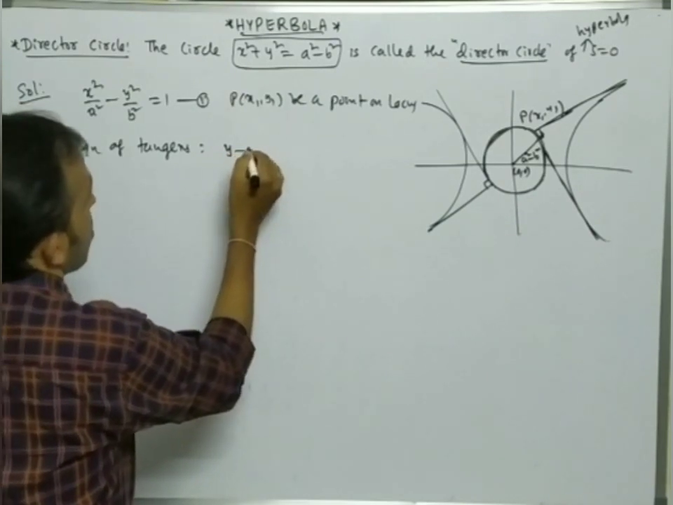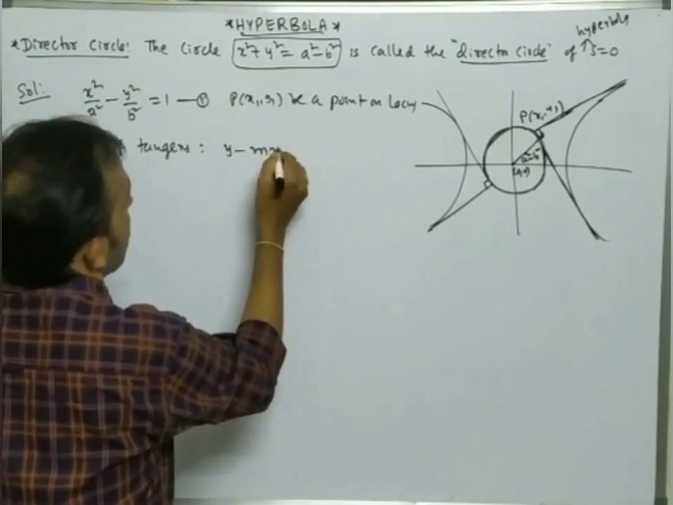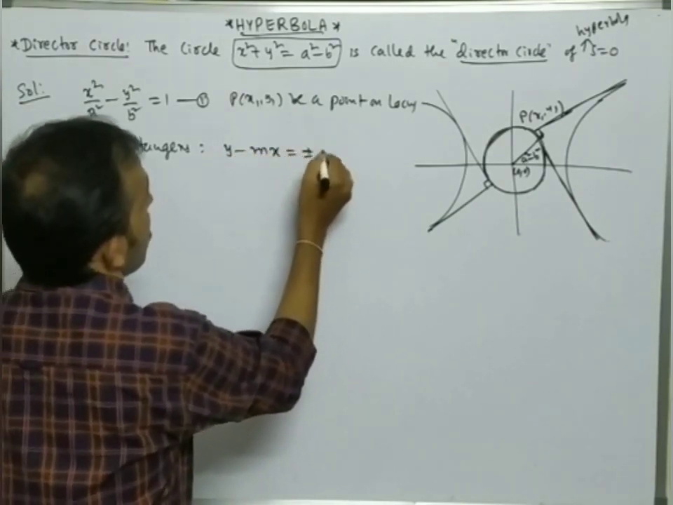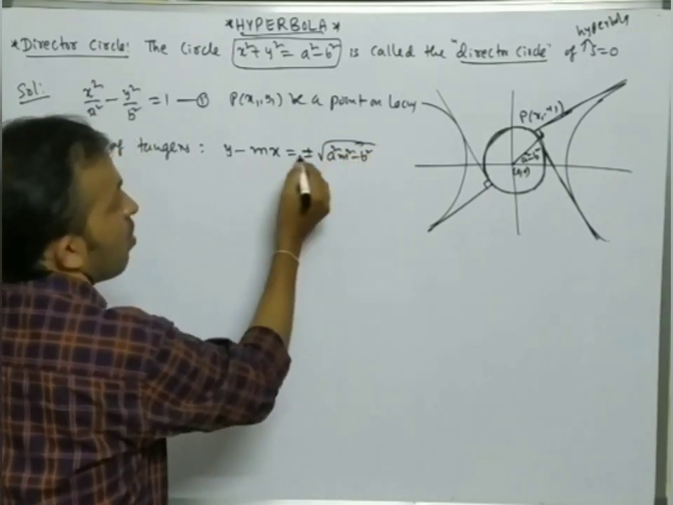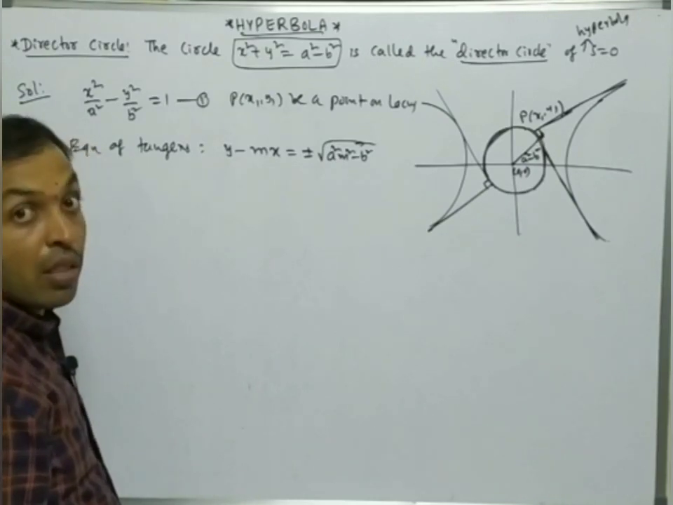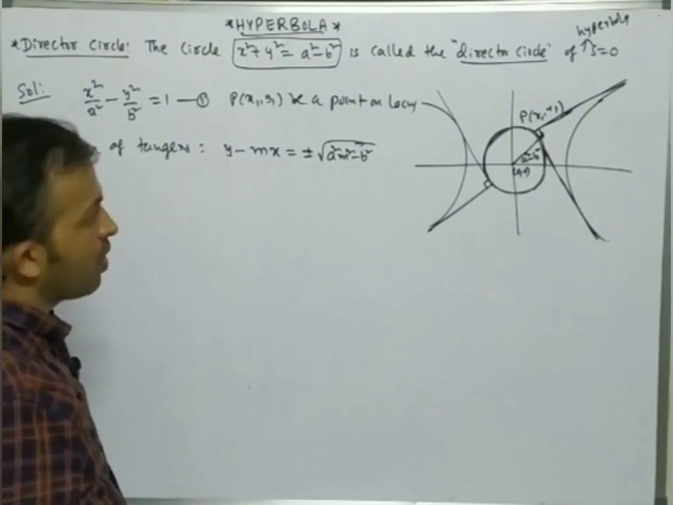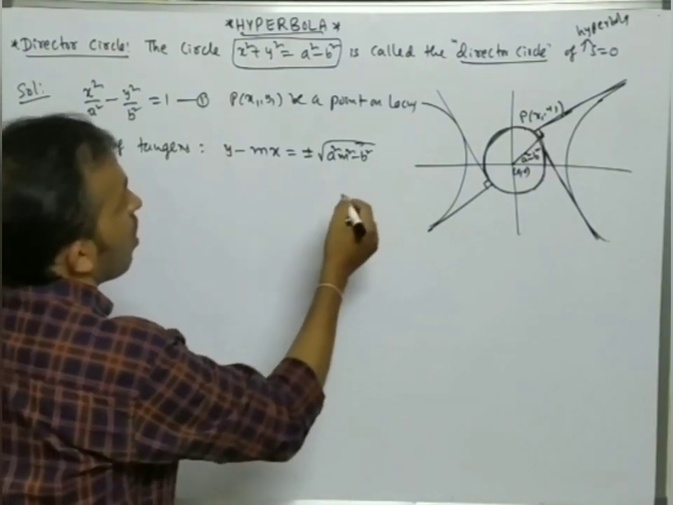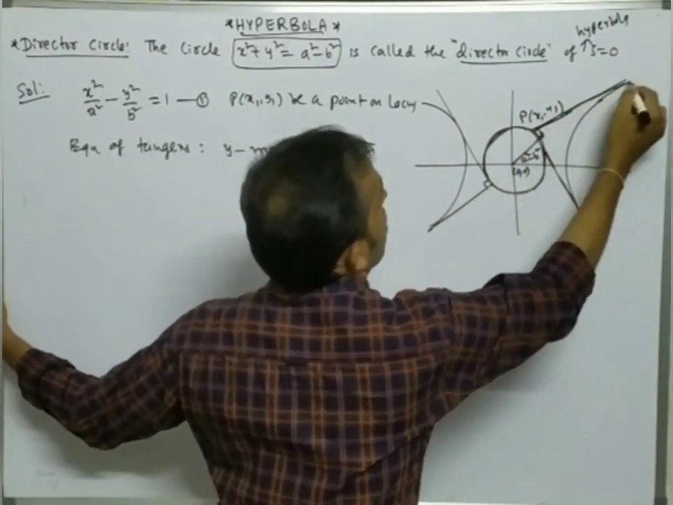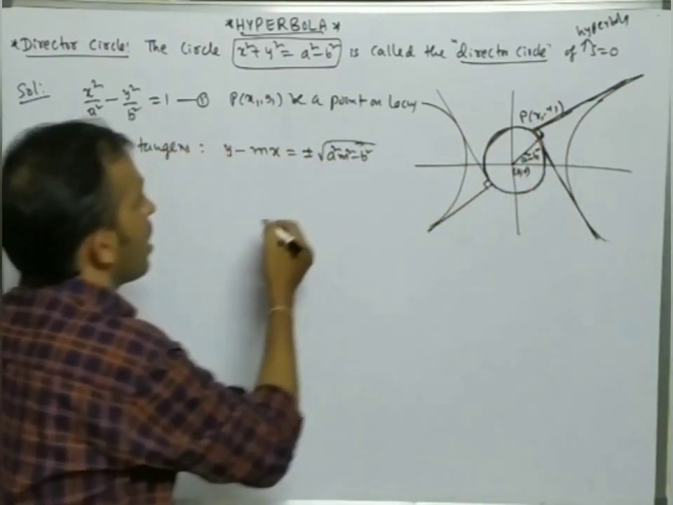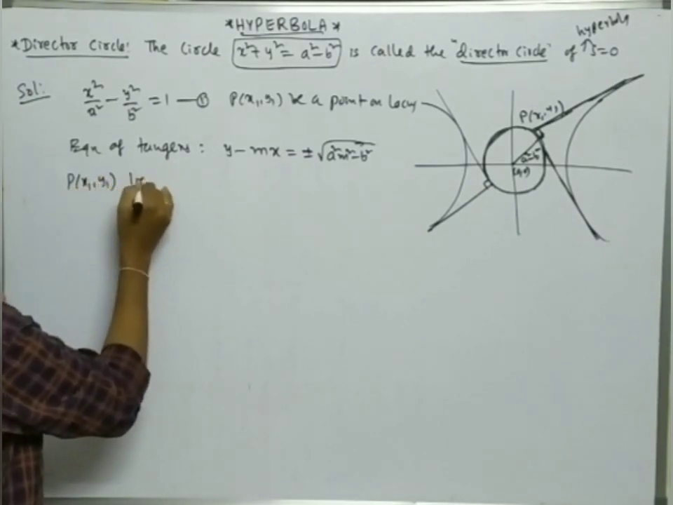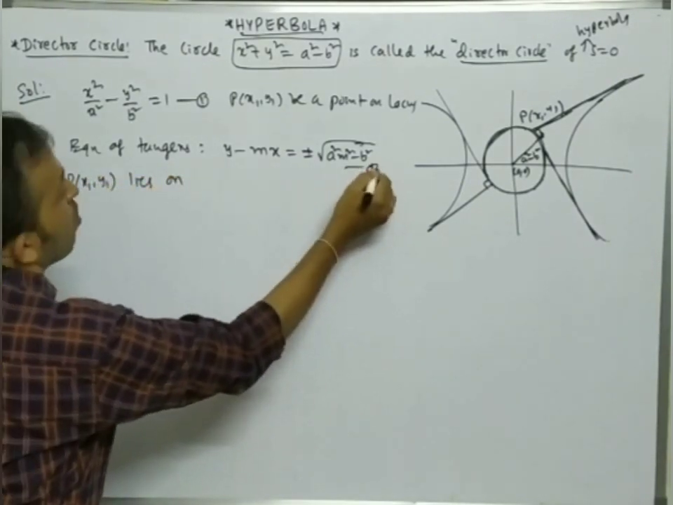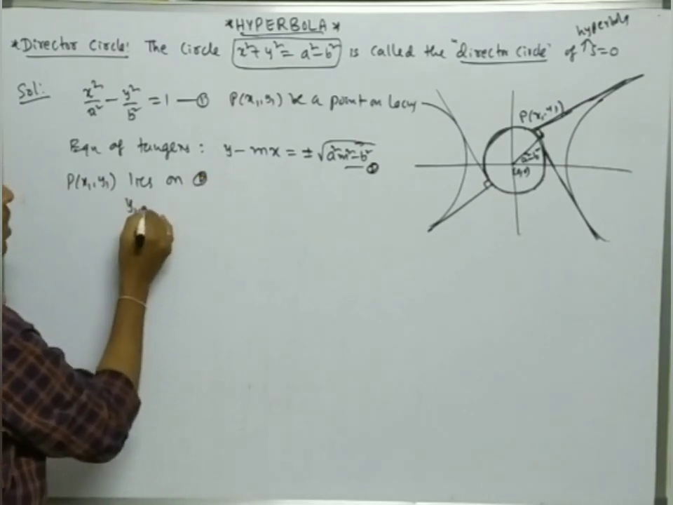y = mx + c. That means y - mx = ±√(a²m² - b²), so y = mx ± √(a²m² - b²). This is the slope form of the tangent equation, right? Now P(x1, y1) lies on this tangent, so it satisfies equation 2.